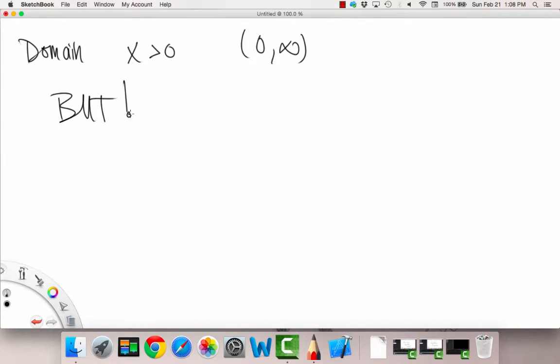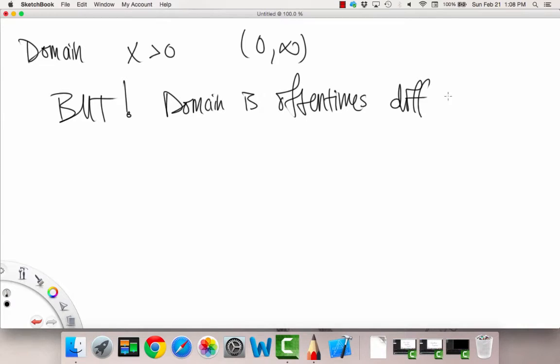Okay? So oftentimes our domain, like I said, domain on the previous one was x greater than 0, also known as 0 up to infinity. But wait, there's more. The domain is oftentimes different than this, okay? Even though it might seem like, if we're dealing with logs, then automatically your x has to be greater than 0, that's not the case, because sometimes we have a more complicated logarithmic function. Let's do an example of that on the next slide.